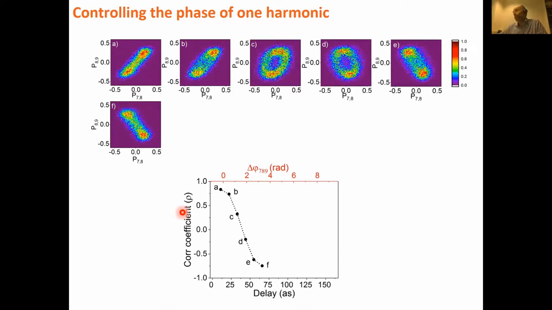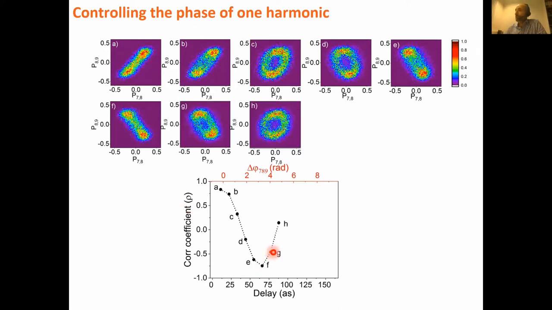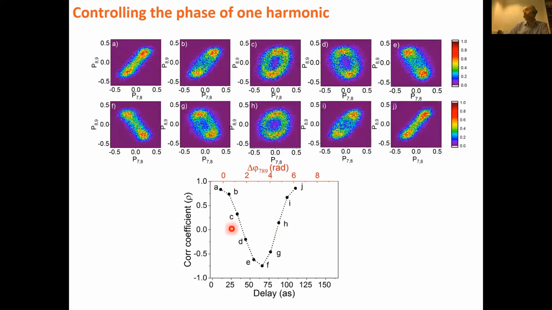Of course, we can also move on, and the behavior repeats periodically. So we start climbing up again. We have a circle here, meaning correlation is almost zero. And then we can go back to our perfect positive correlation. So these measurements clearly indicate that we can control the group delay dispersion of the harmonics. At the same time, this curve can be used as a calibration curve in order to associate to each delay of the phase shifter the corresponding group delay dispersion. And this is the information that we need in order to reconstruct the attosecond pulse train.